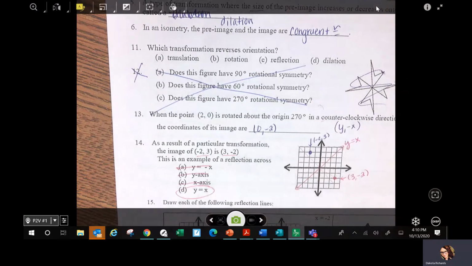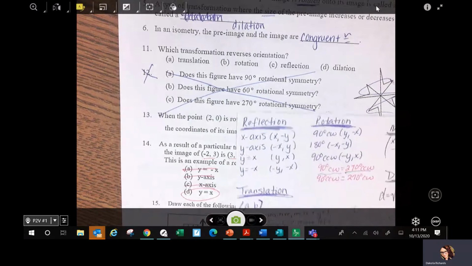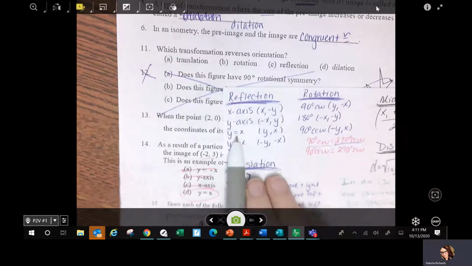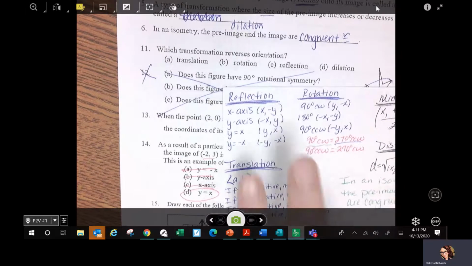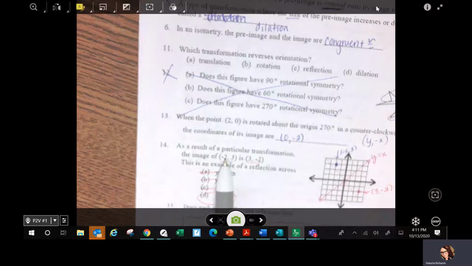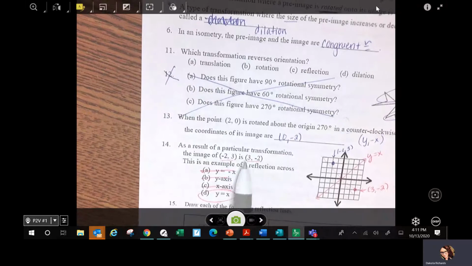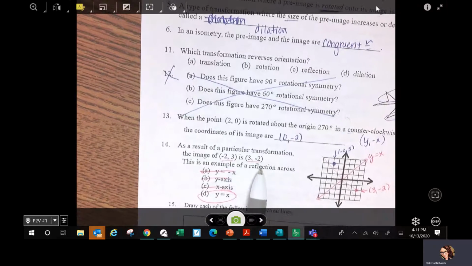If you want to check your work, if you reflect over the line y equals x, the rule is it becomes (y, x), or they switch spots. Okay, is that what happened here? (-2, 3) becomes (3, -2). Yes, they just switched spots.